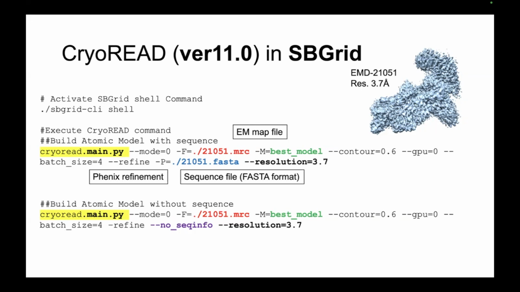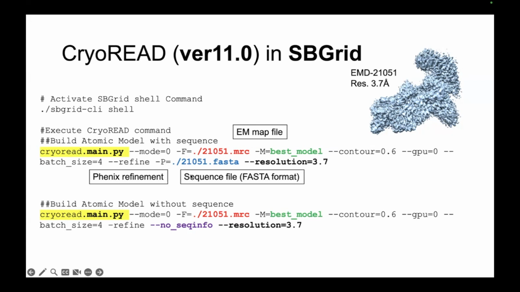CryoRead has two functions. The first is if you have a sequence file, then based on the sequence, CryoRead can build the models. But if you don't have a sequence file, CryoRead predicts the base type, then builds the entire structures. There are two modes.